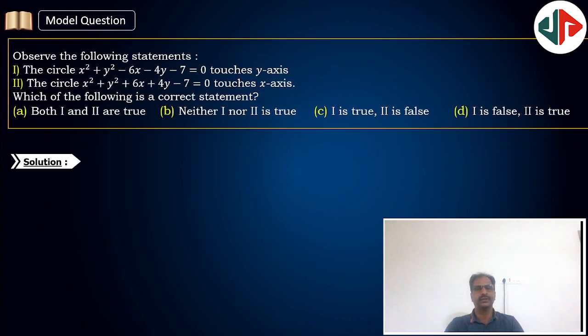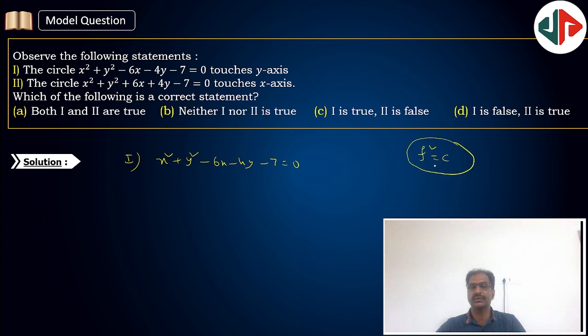Next, two statements were given. You have to check whether both are correct or not. What is the first statement? What is the circle equation given? x square plus y square minus 6x minus 4y minus 7 is equal to 0. What is the condition for a circle to touch the y-axis? It means f square should be equal to c. This is the condition for the circle to touch the y-axis. Now what is f? f is minus 2 here. c is minus 7. This implies f square is not equal to c. So the first statement is wrong.